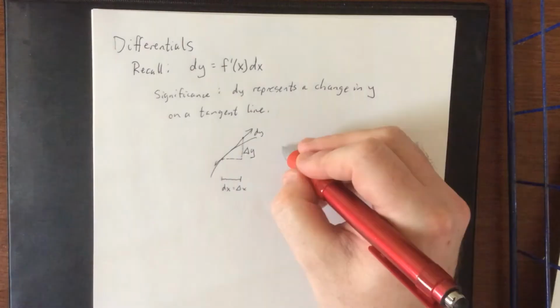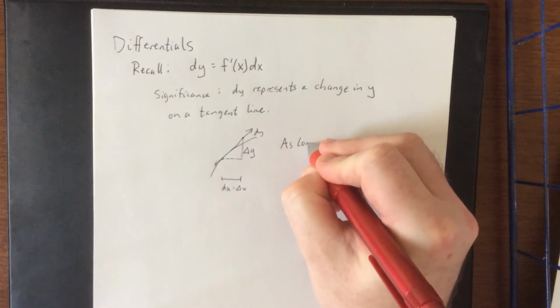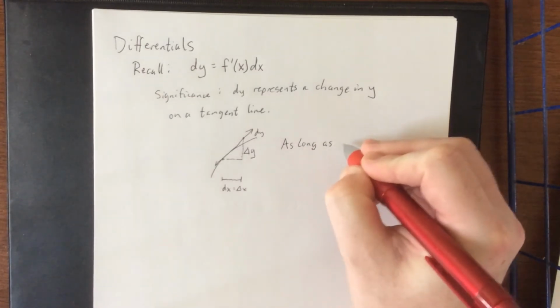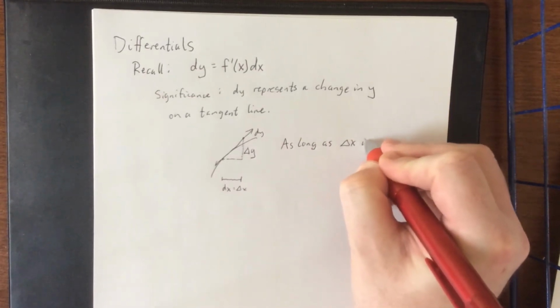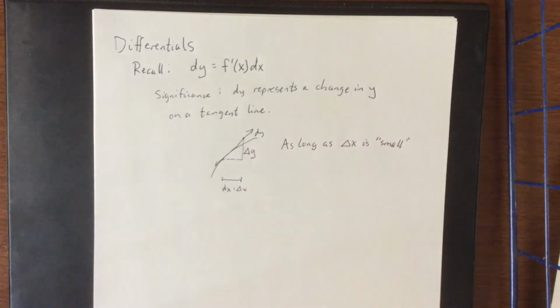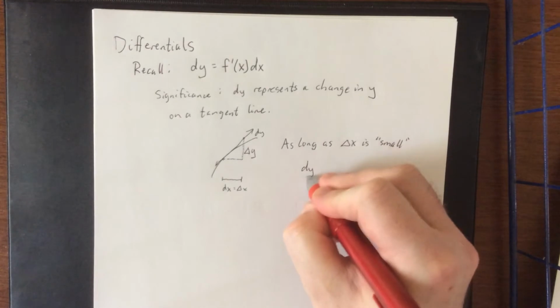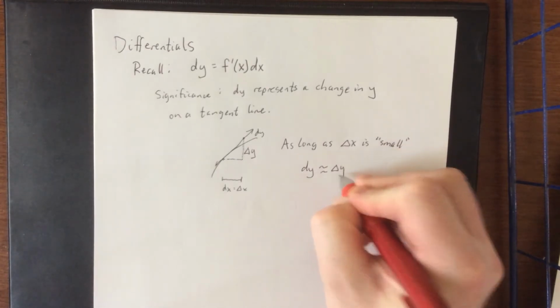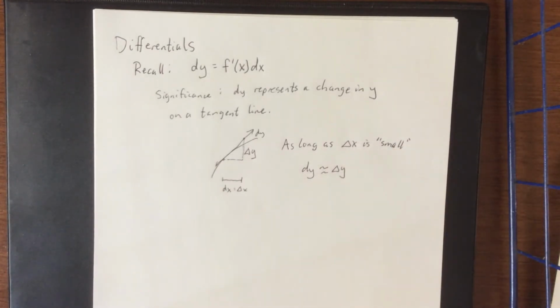Now, as long as dx is relatively small, then dy was approximately equal to delta y, in the same sense that the tangent line is approximately equal to the actual function.